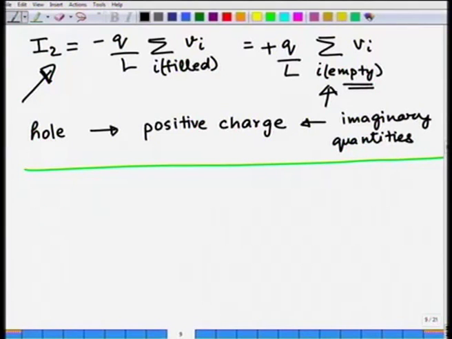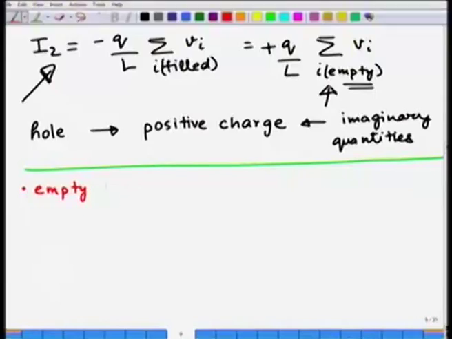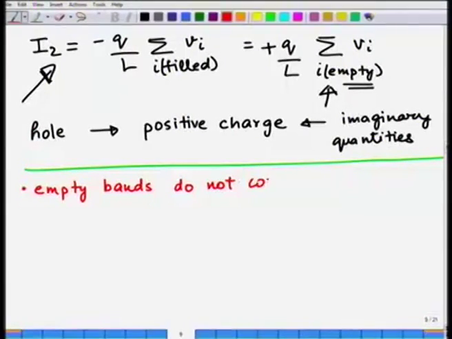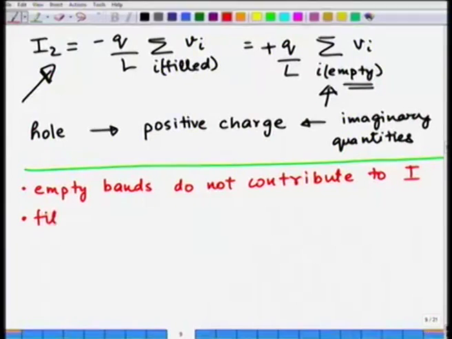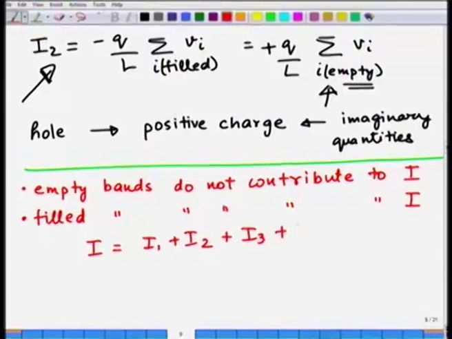Now if I conclude all these together, empty bands do not contribute to total current. Filled bands do not contribute to total current. And total current of course in this picture is I1 plus I2 plus I3 plus I4 because of all 4 bands.